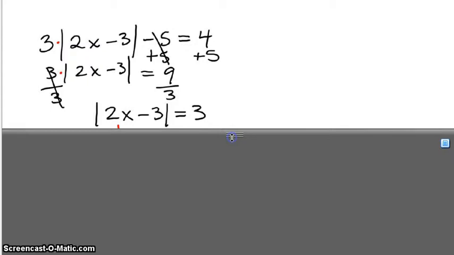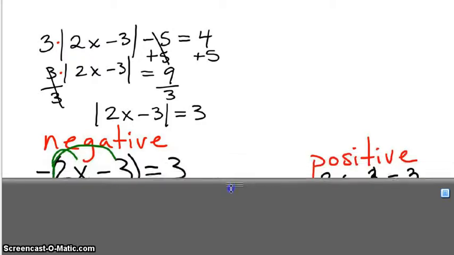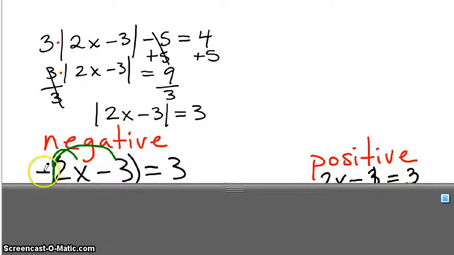So here's my equation that I will do the negative and positive case of. So 2x minus 3 equals 3. So this is the 3 that I will keep, and this 2x minus 3 is what I will use as my expression. So what's my negative case? Well, it's going to be the opposite of 2x minus 3 equals 3.